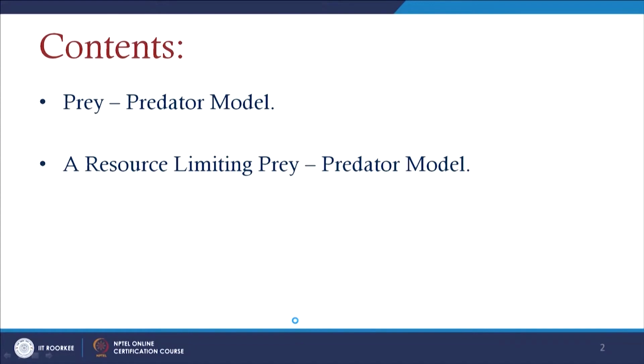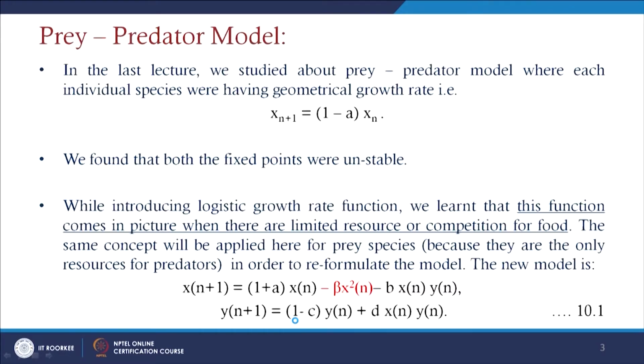And in the present lecture, we will discuss the discrete time prey-predator model in a second phase. In this model, we will first discuss how a prey-predator model is observed in nature in a different sense. Then, if there are limitations in the resources, how the prey-predator model behaves.